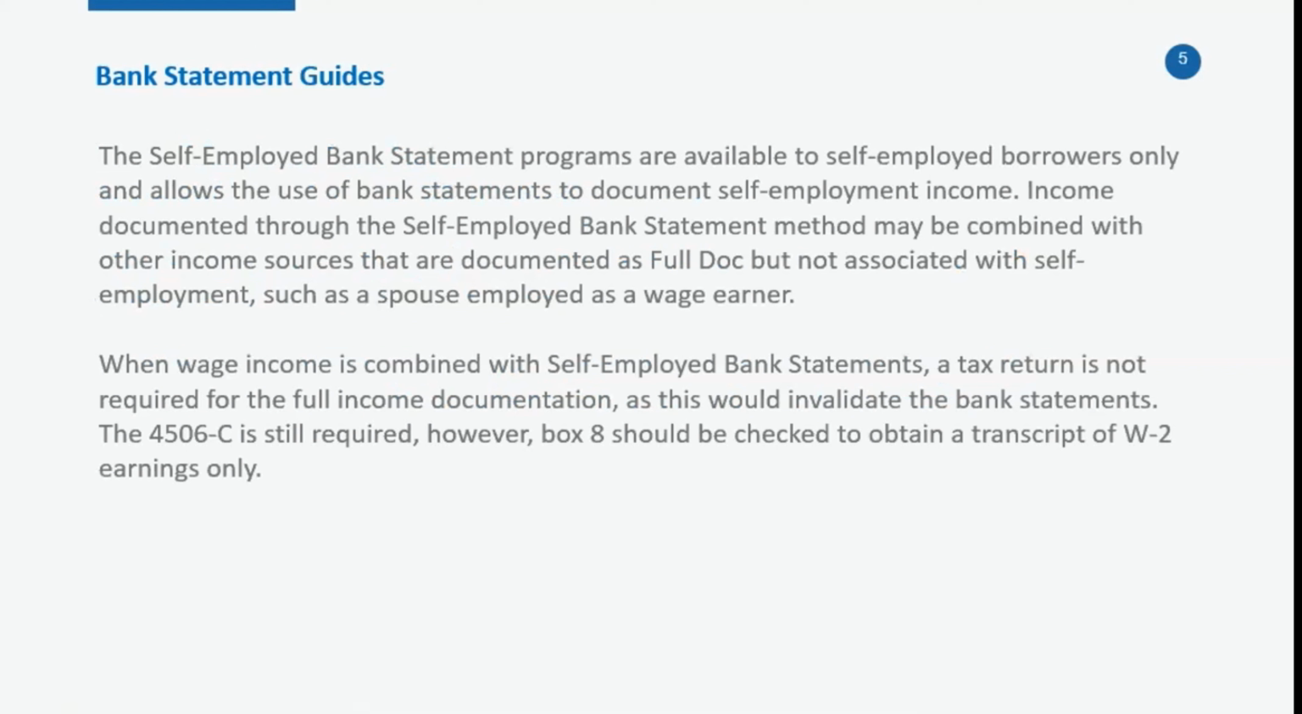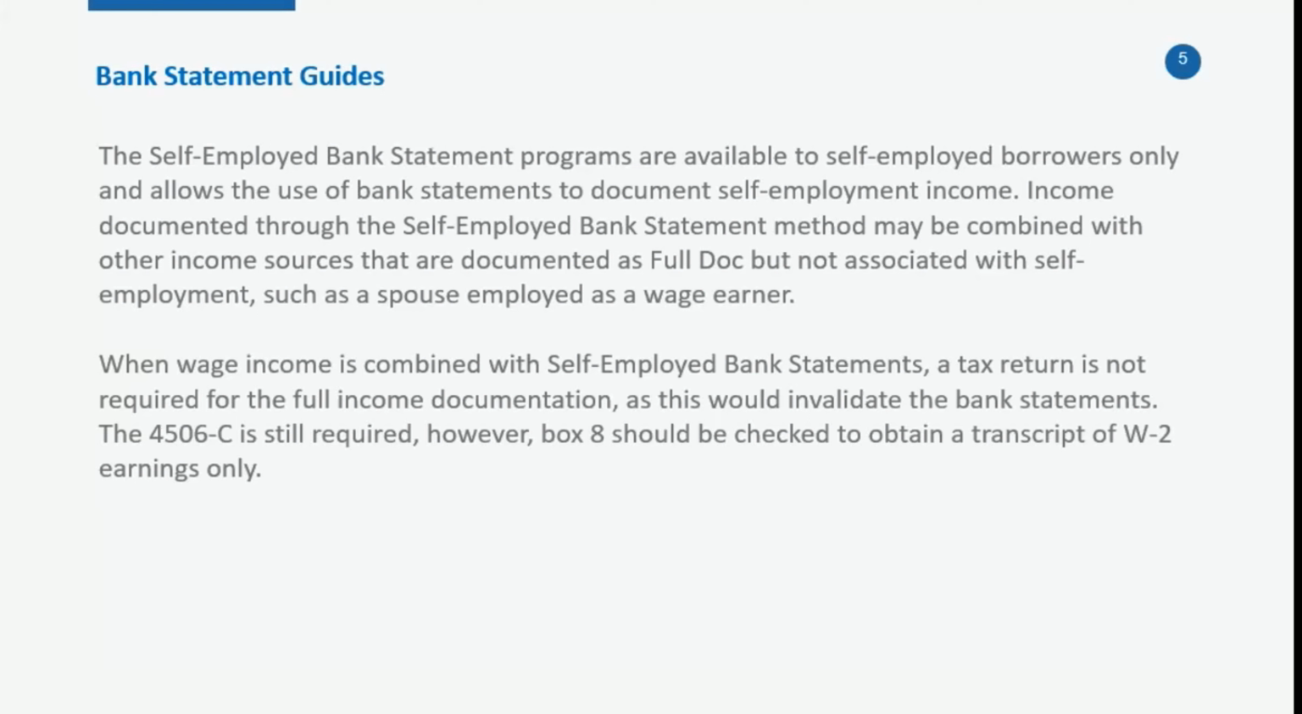Bank statement guidelines. Self-employed bank statement programs are available for self-employed borrowers only. Okay, so is it only accepting self-employed borrowers? No. So what I'm trying to say is, if you have a client that works a 9 to 5, and I'm going to use that shoe reseller as an example, works a 9 to 5, they are W-2, and they also have that side hustle selling those shoes on the side.